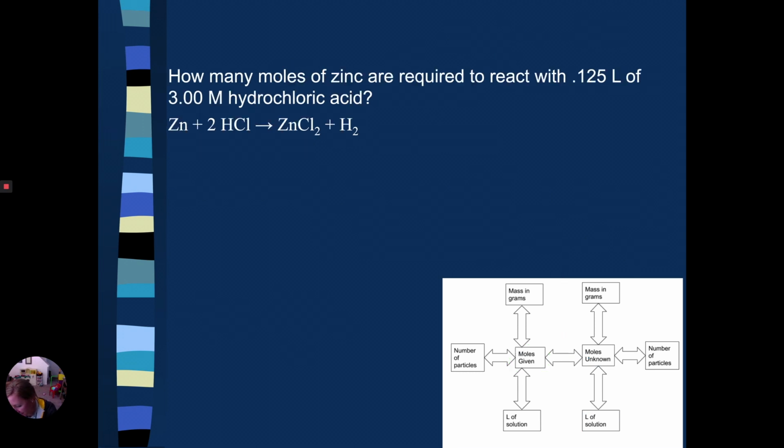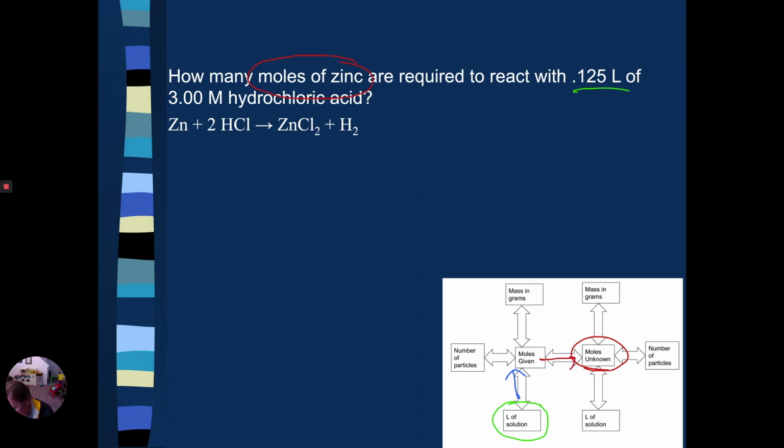Okay, so this one says, let's do the same thing, let's circle what we're trying to find. So it says, how many moles of zinc are required to react with 0.2125 liters of a 3 molar hydrochloric acid? Okay, so once again, using my map, I am starting with liters, and then I'm trying to get to moles. Okay, so my pathway is 1 step to there, and then another step to there. So it's going to be a 2-step process.